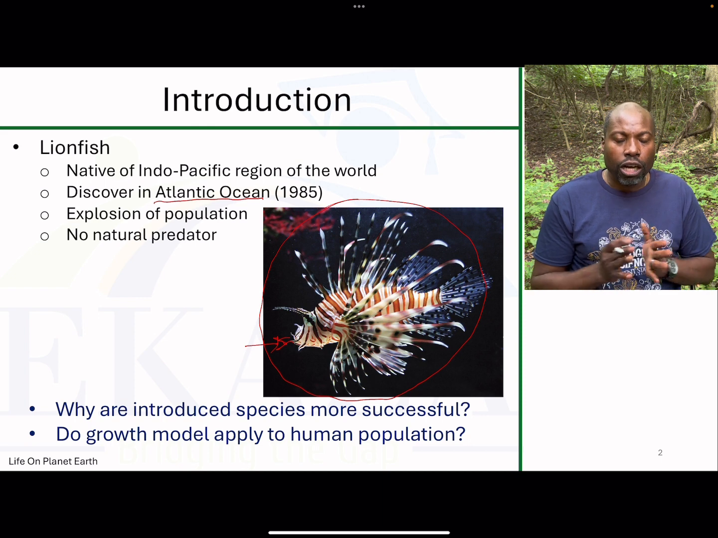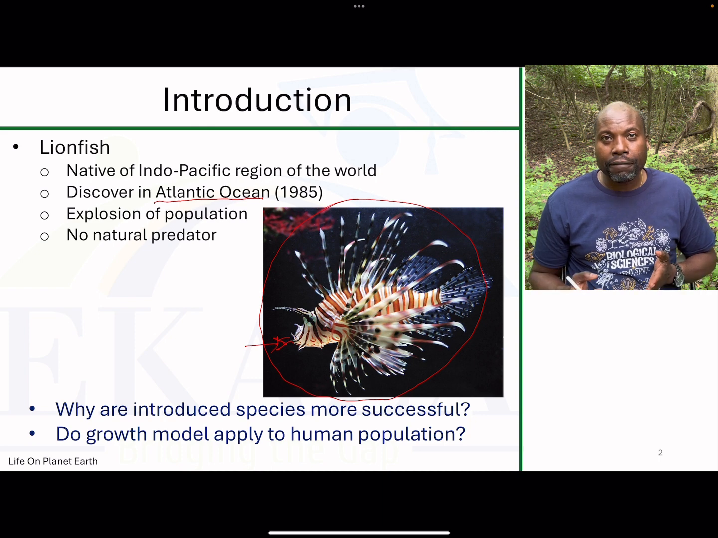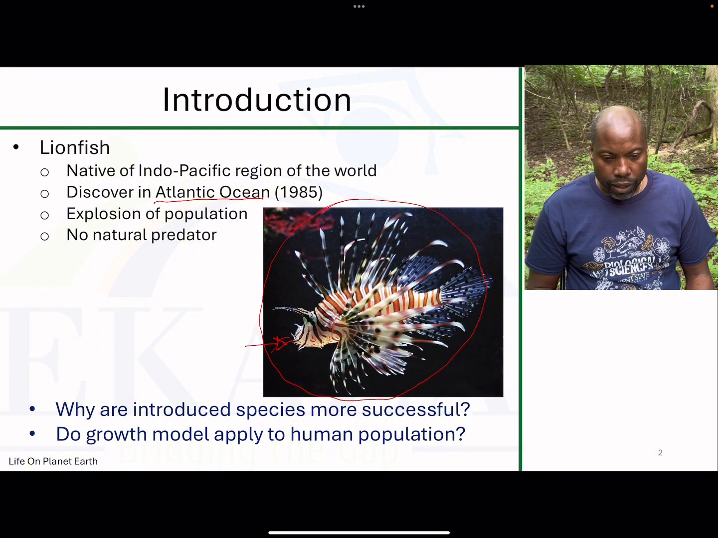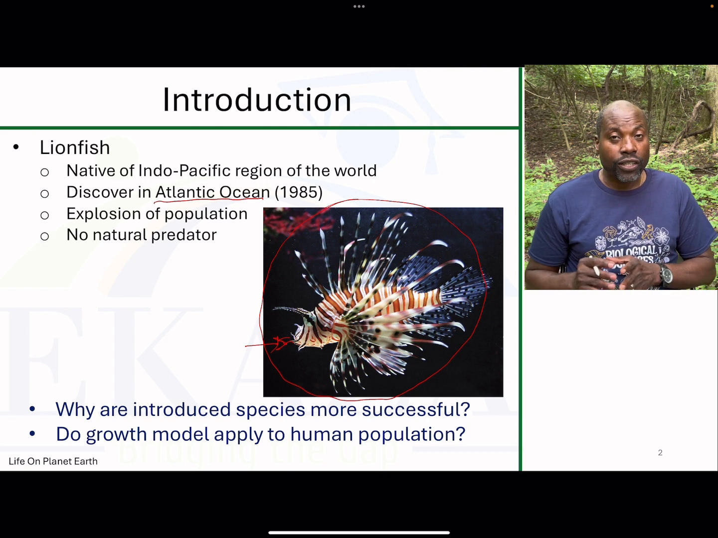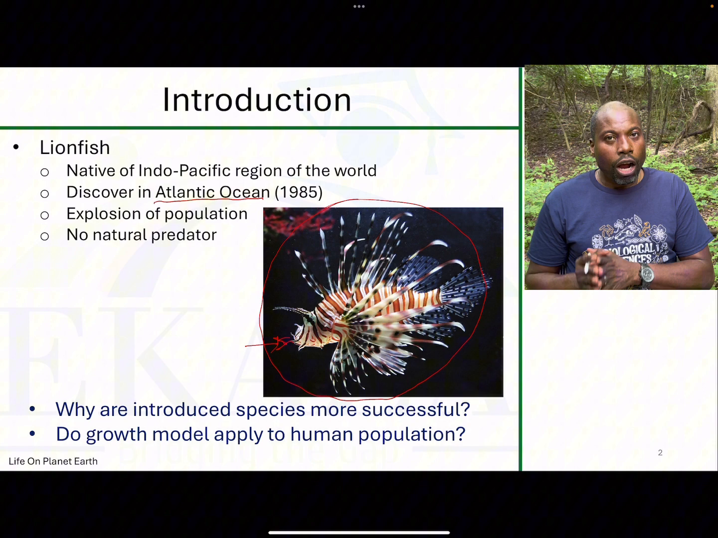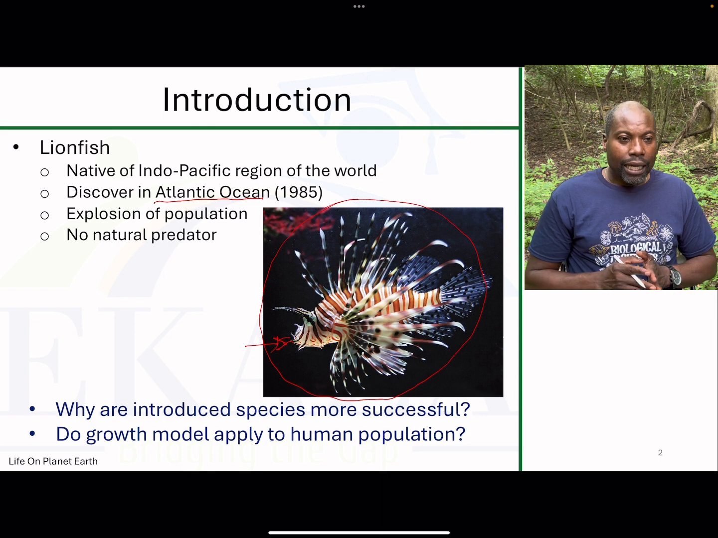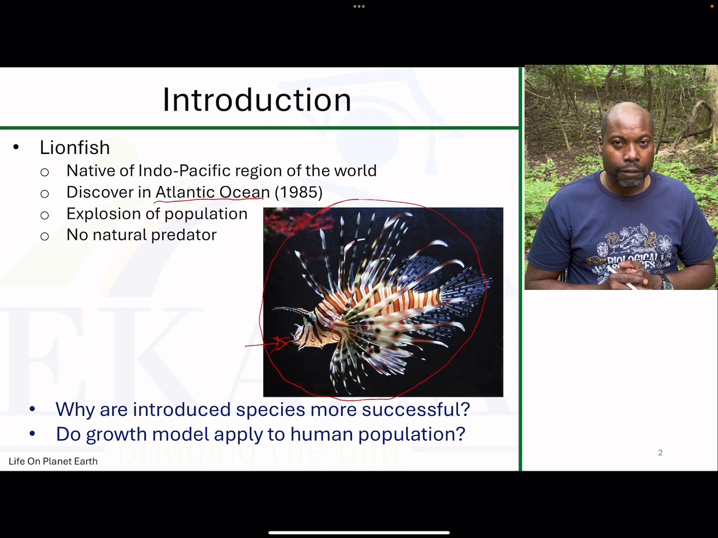Why is there an explosion of the population of this organism? Because the lionfish doesn't have a natural predator in the Atlantic Ocean, which is a problem. So as we go through this chapter, I want you to focus on a few things. Why are introduced species more successful in their new environment, right? When it comes to population growth, do growth models that we apply to all living organisms also apply to the human population, right? So these are a few things I would like you to focus on.